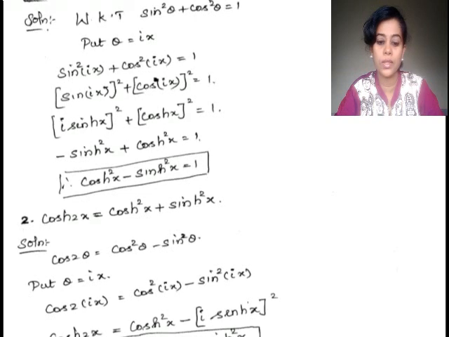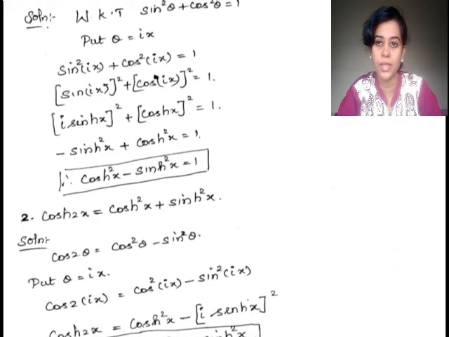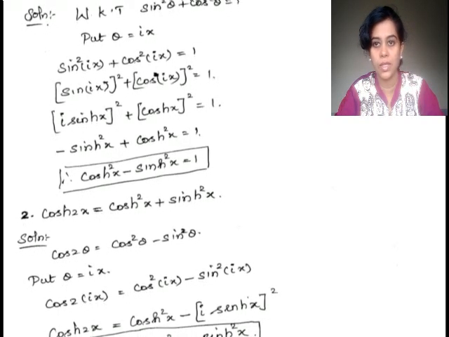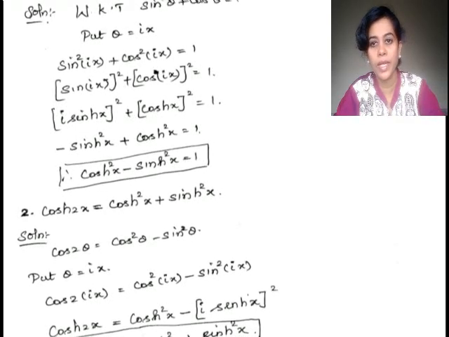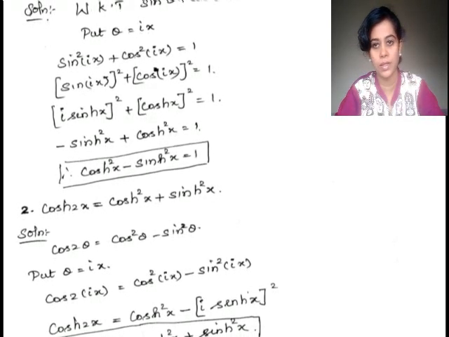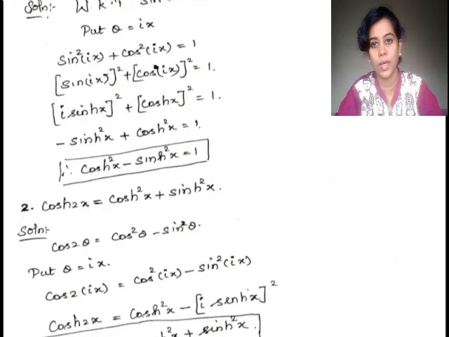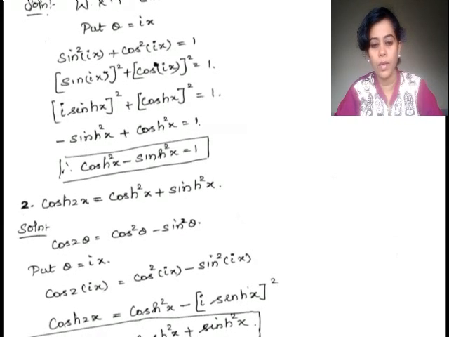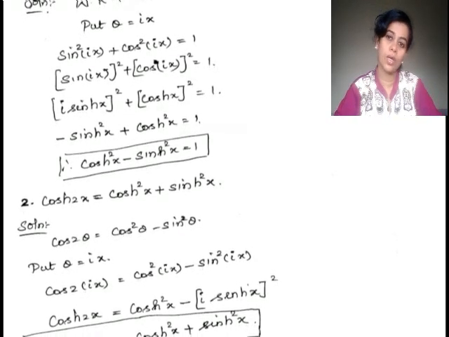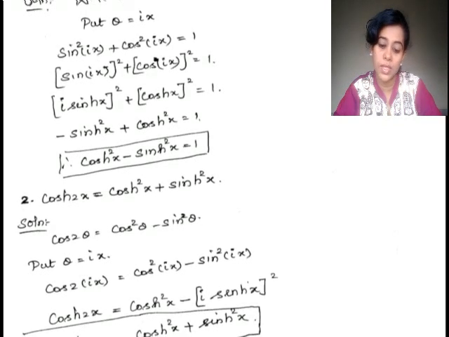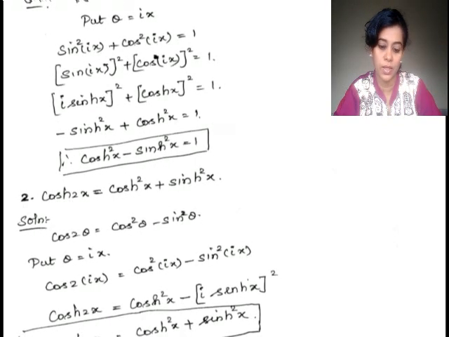What is i²? i² is equal to minus 1, so it is minus sinh²x + cosh²x = 1. Then this can be rewritten as cosh²x − sinh²x = 1. So we are through. The next result is cosh 2x = cosh²x + sinh²x.